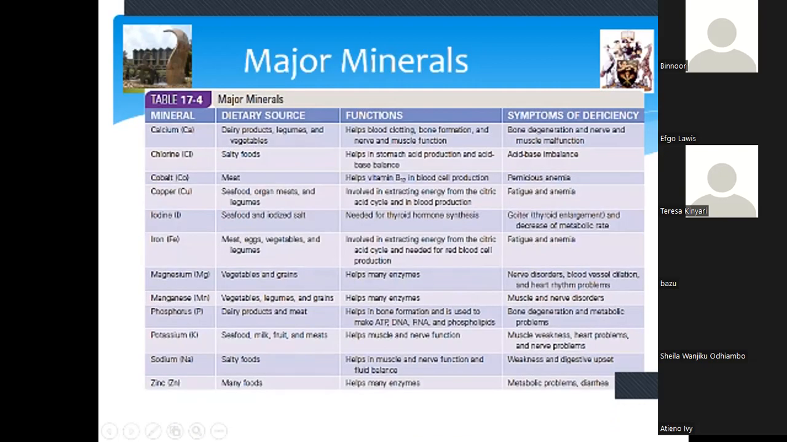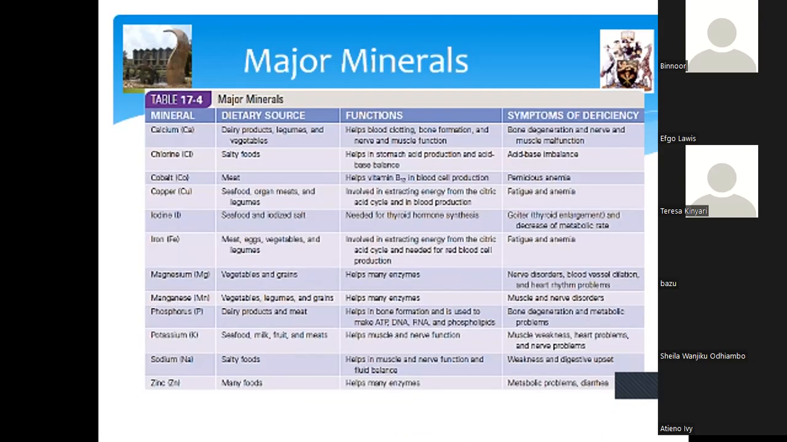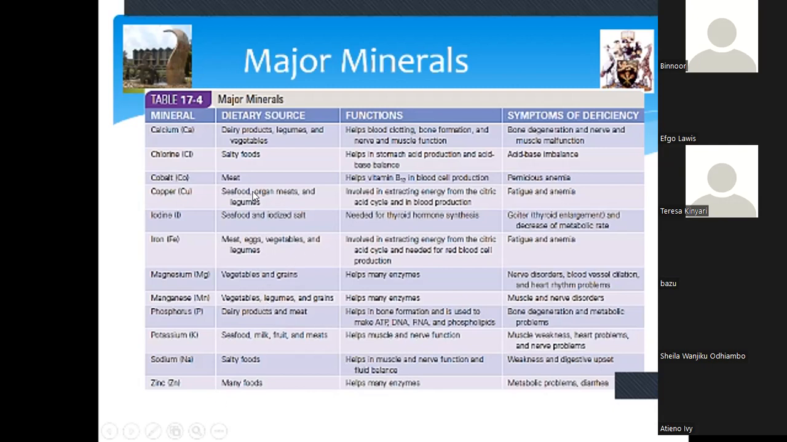Then these are the minerals that we've talked about, and we said vitamins are organic micronutrients, minerals are inorganic micronutrients, and both of them are required in less than 100 milligrams per day as a recommended daily allowance. Calcium is important. It comes from dairy products, and we've talked about it, legumes and vegetables. It helps in blood clotting, bone formation, nerves, muscle functions, and its deficiency leads to bone degradation, nerve, remember we talked about tetany, and muscle malfunction.